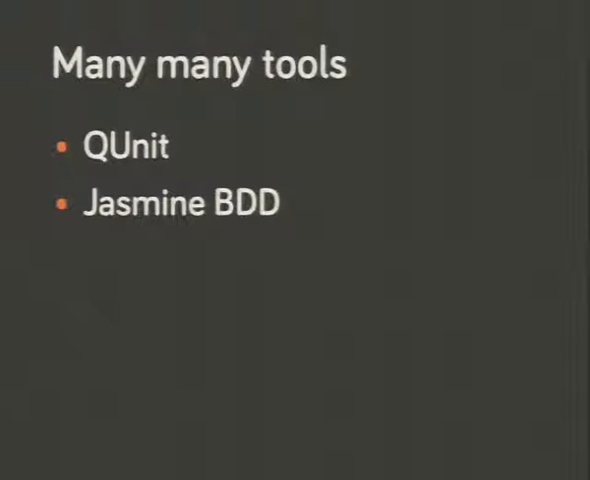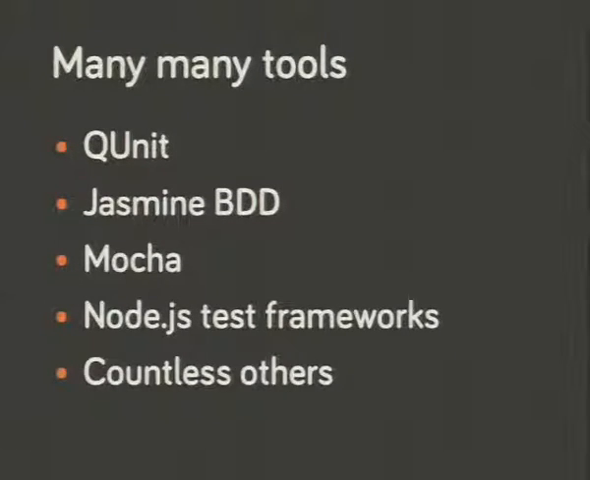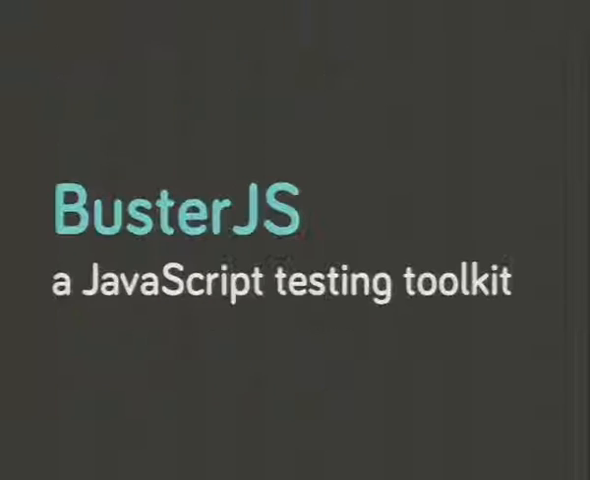And in the last year or two, Jasmine BDD has come to the fore, which uses a behavior-driven development syntax. And there are other ones, for example Mocha, which allows you to do Node.js and browser testing using either BDD or TDD styles, various Node.js test frameworks, and loads of others, some of which are getting very old and unmaintained now. But I'm going to talk about BusterJS.